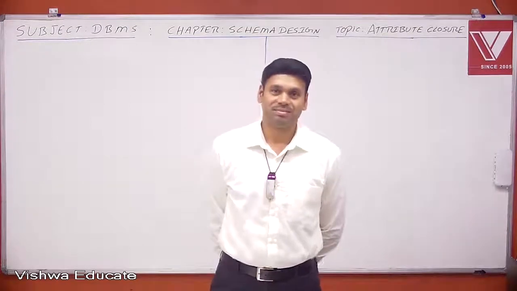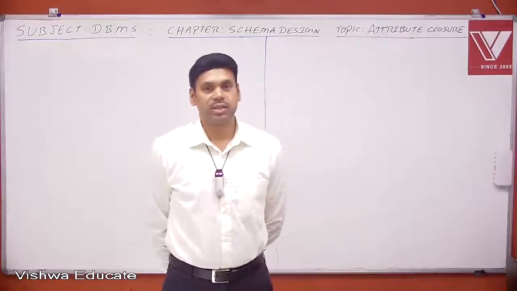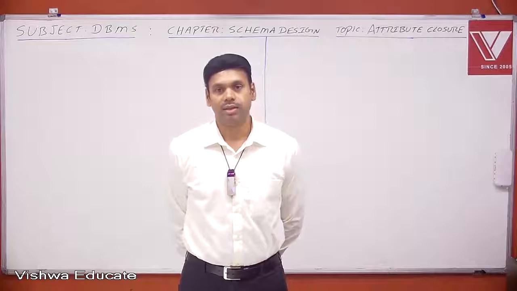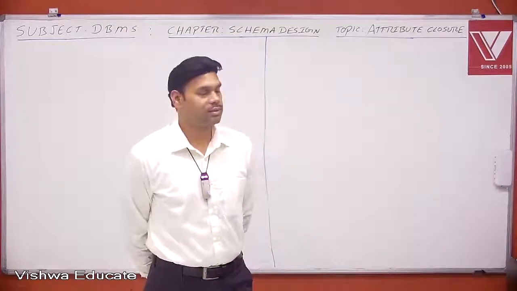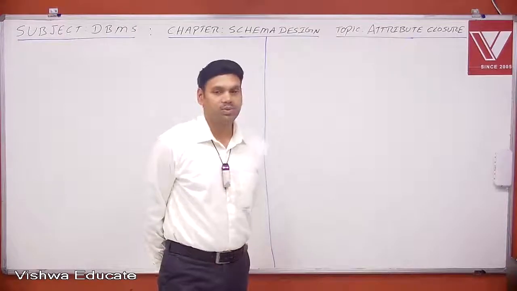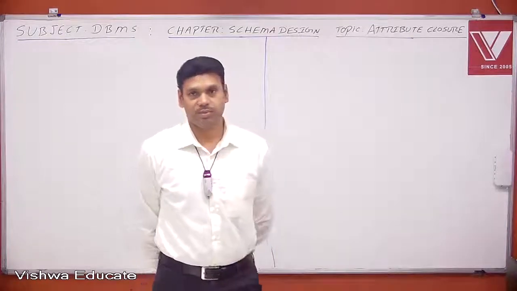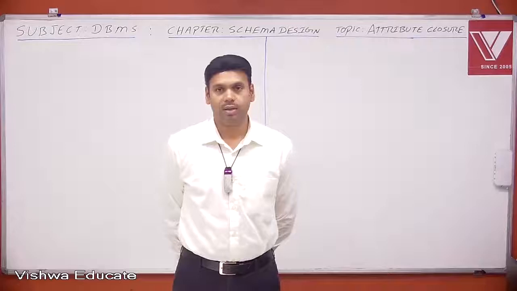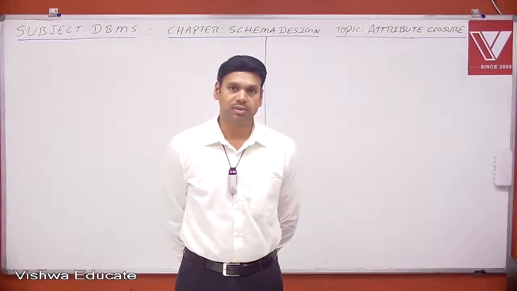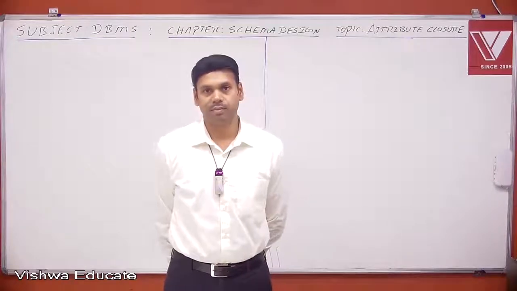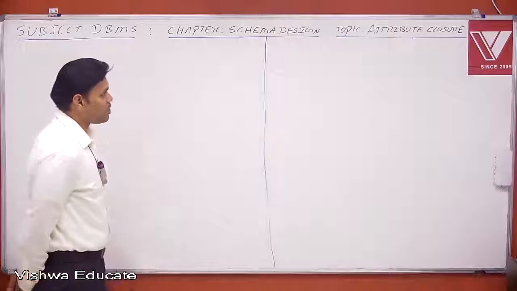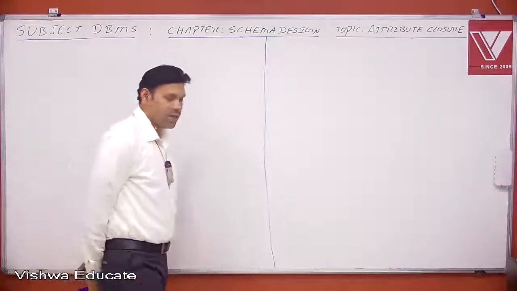Hello friends. So we are learning schema design since last two lectures, and this lecture is continuation to that. That is how you find attribute closures. So attribute closure is completely based on functional dependency. So the real-time example of functional dependency is attribute closure.